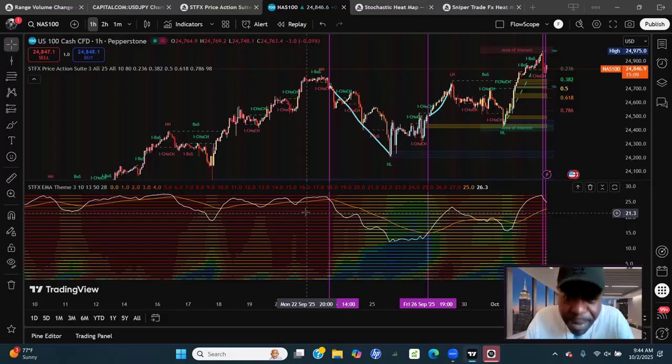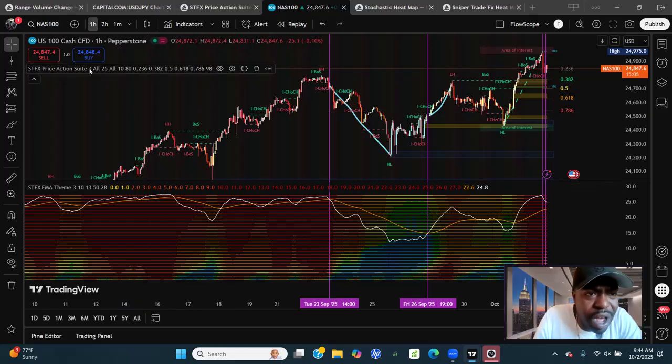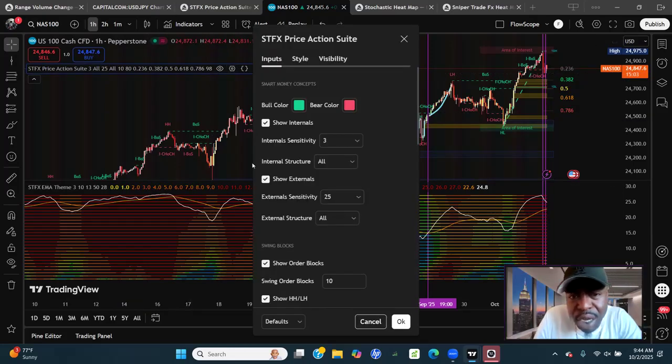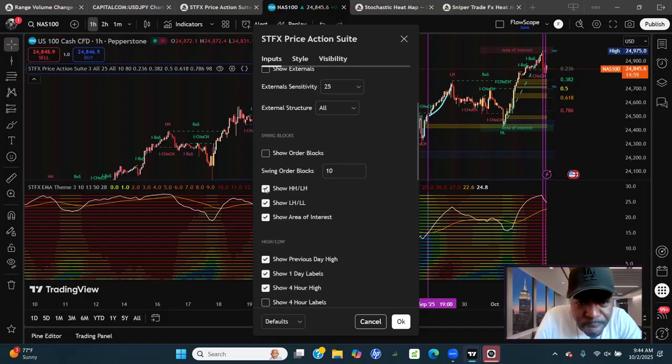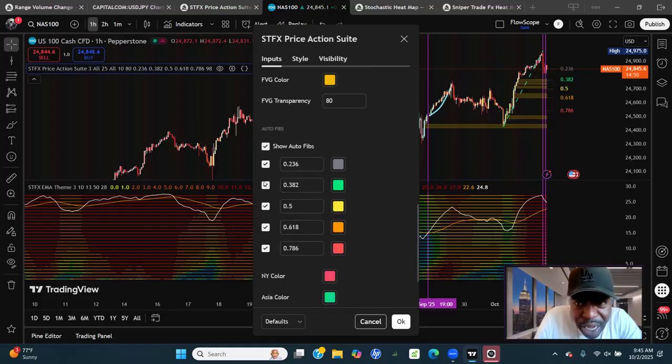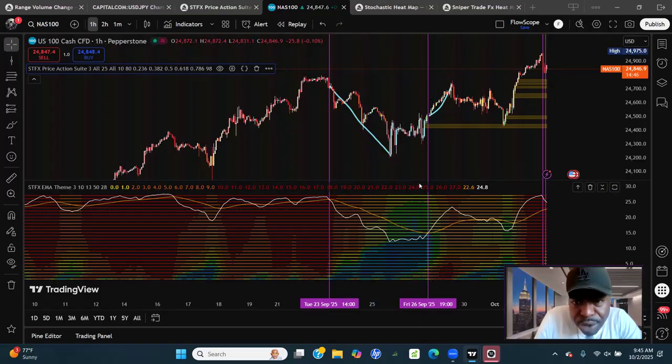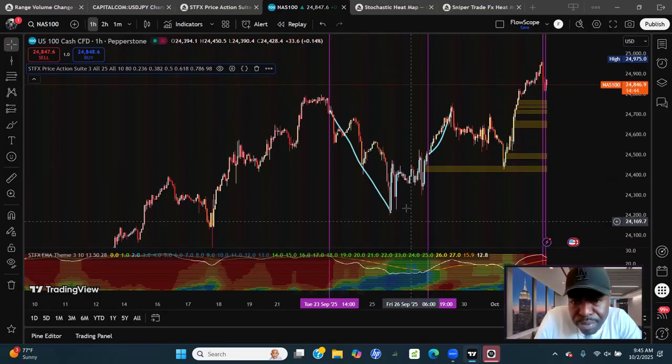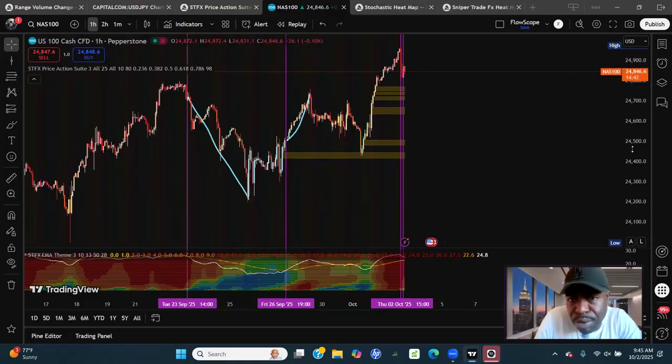If you're interested in something like this with more confluence, you don't have to have all this stuff on the chart, guys. You can use this as you need. We could take the order blocks off. We could take the high lows off. We could take the previous day off. We could take the fibs off, and we could just use the heat map and fair value gaps if that's what you want to do.